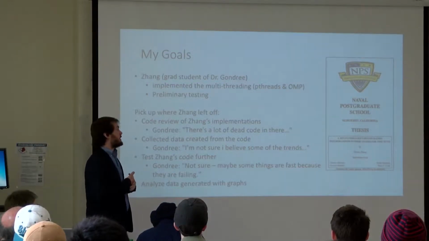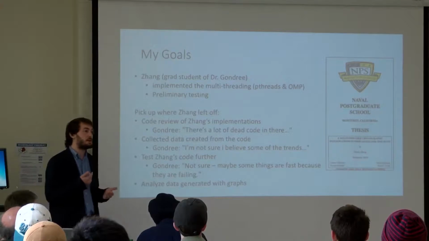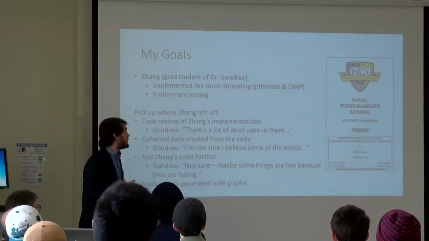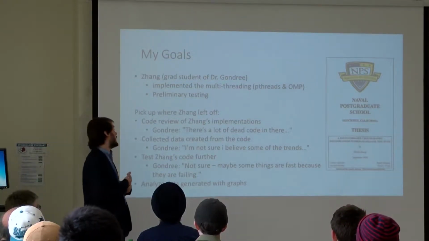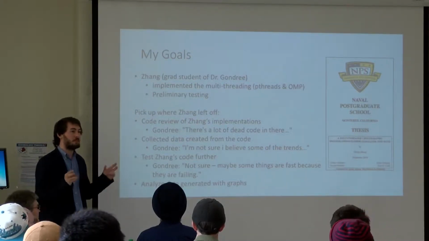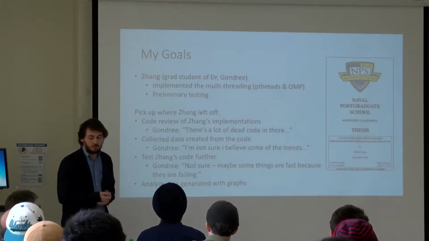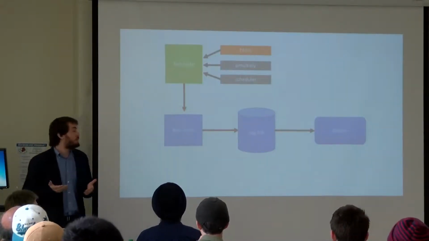So I'm doing a code review. There's a lot of dead code, there's some cleanup that needed to happen, or just formatting was a little bit off. I collected some data from the code that he produced and tested the code further, so it's no longer preliminary, and then analyzed the data with graphs. So this is just kind of an overview of what I did.